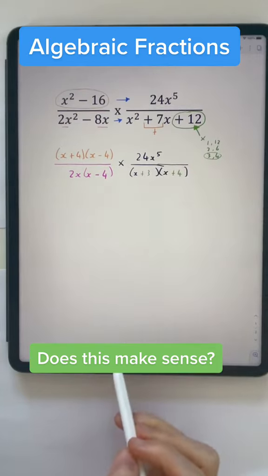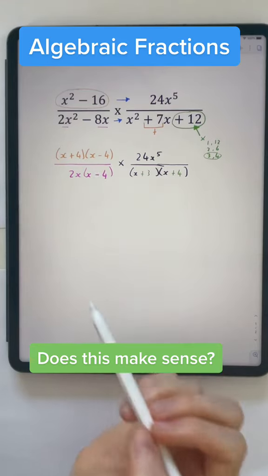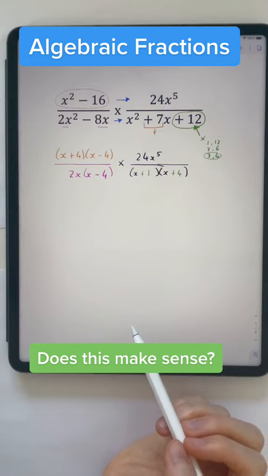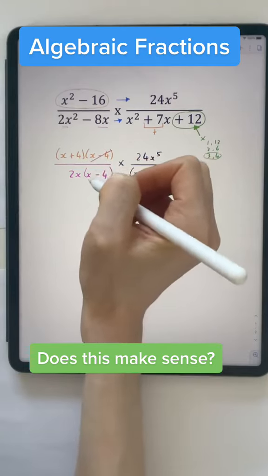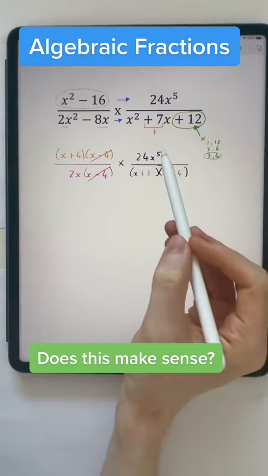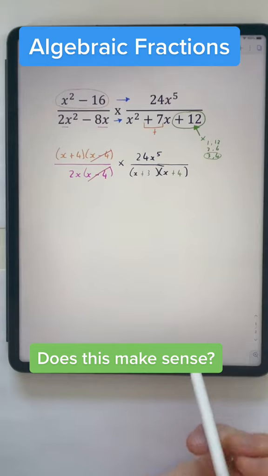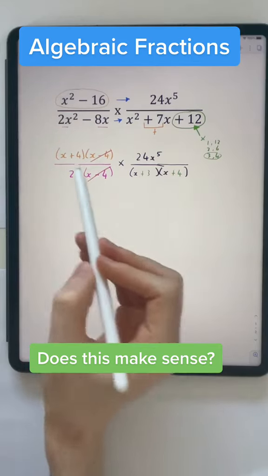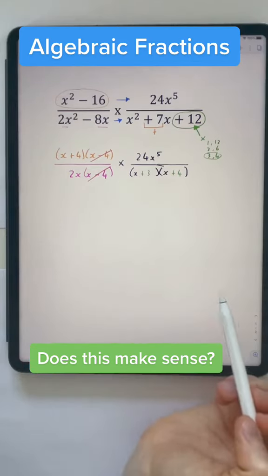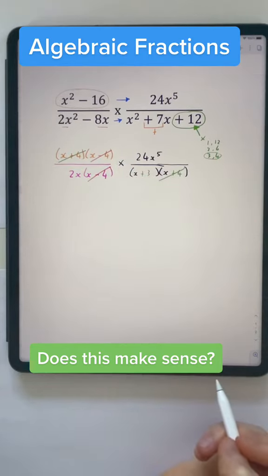Our next step is to check whether we have anything common on the top and the bottom of each fraction separately. On the first fraction, we can see that we've got x minus 4 on the top and the bottom, therefore it can be simplified. For the second fraction, there's nothing common, so I'm going to leave that alone for now. My next step is to check the diagonals. So I'm going to check the top left and the bottom right. On the top left, I have x plus 4, and the bottom right, I also have x plus 4.